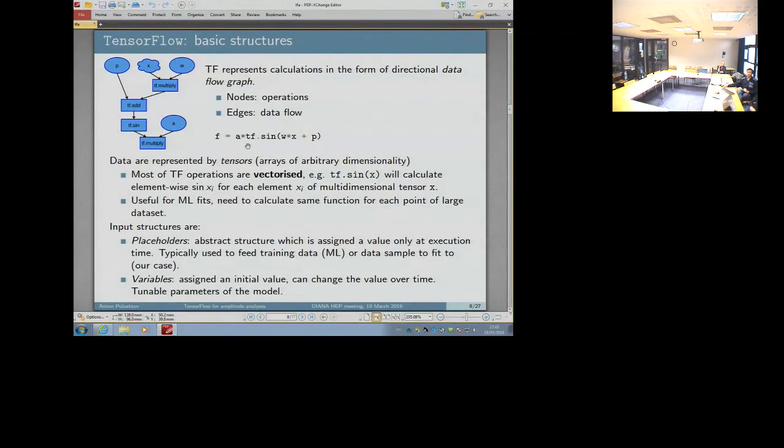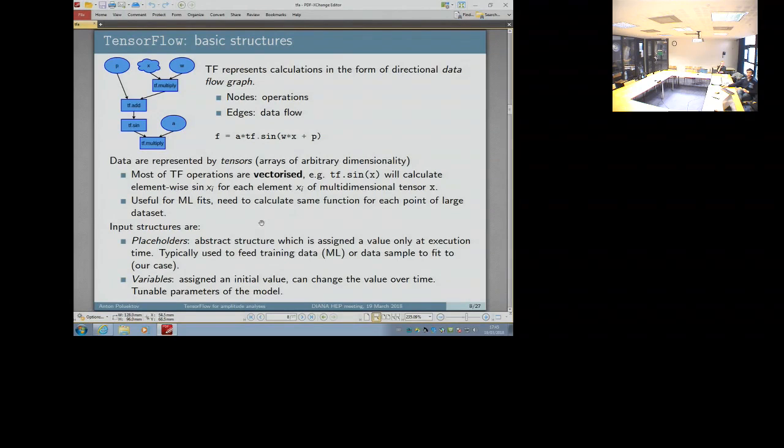So, in TensorFlow, most of those operations like sine, multiplies, and things like that are vectorized, like in NumPy, for instance. So if you write tf.sin of x, where x is some big tensor, it will calculate this sine element-wise for each element of this tensor. This is quite useful, obviously, for maximum likelihood fits, because you typically need to calculate the same function for each point in a large data set, be it the data or normalization sample.